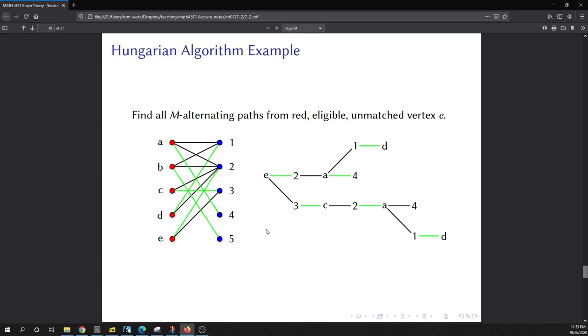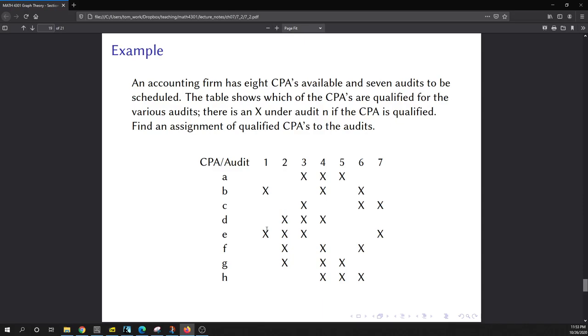All right, and one of the applications of this is to scheduling problems. So an example of this says an accounting firm has 8 CPAs available and 7 audits to be scheduled. The table shows which of the CPAs are qualified for the various audits. There's an X under audit N if the CPA is qualified. Find an assignment of qualified CPAs to the audits. So this table basically tells you what CPA can handle which audit.